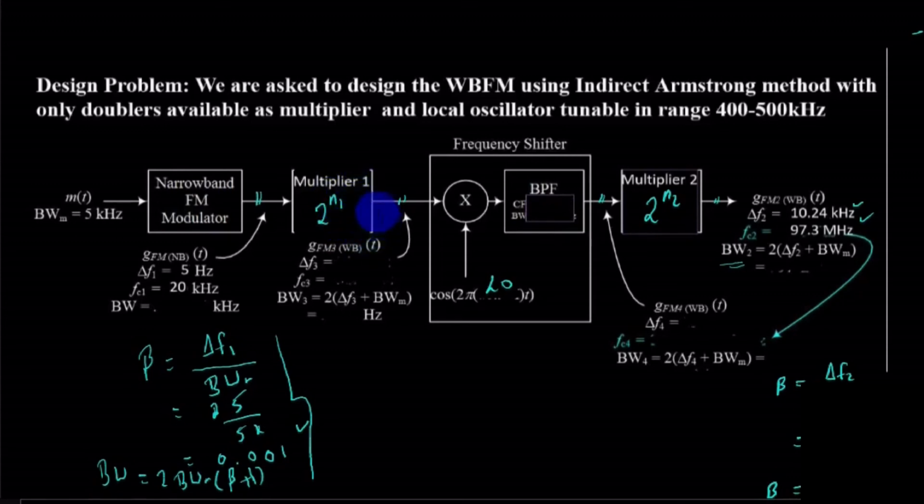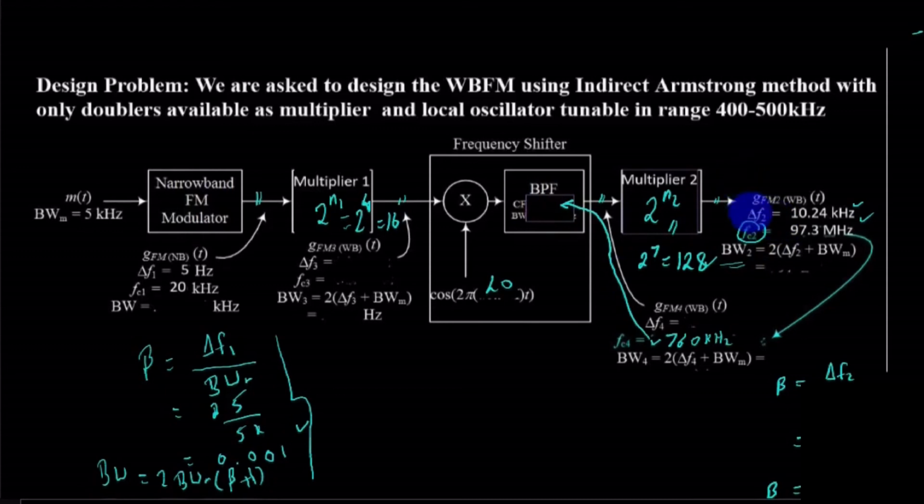So the first multiplier m1 would be equal to 2 power 4, and that is 16. And over here what we would have is 2 power 7, and that would be equal to 128. From here what we can say is, if you divide FC2 by 128, you will get a value of FC4, and that value is 760 kilohertz, and this value is also your center frequency.